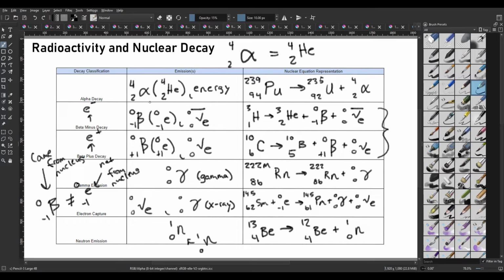Make sure we know that an alpha particle is a 4/2 helium nucleus. Make sure we know that this is an electron, a beta minus particle. A beta plus particle is going to be a positron, an antimatter electron. But then electron capture, remember, we must use an electron symbol. We cannot use a beta symbol there. And we just balance those, and that is how this works. Make sure we know how these work. So we're going to do some practice next.